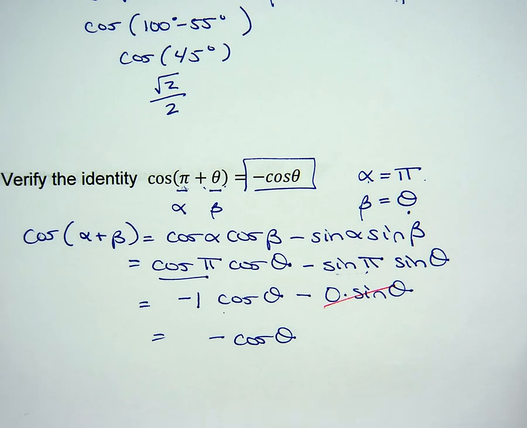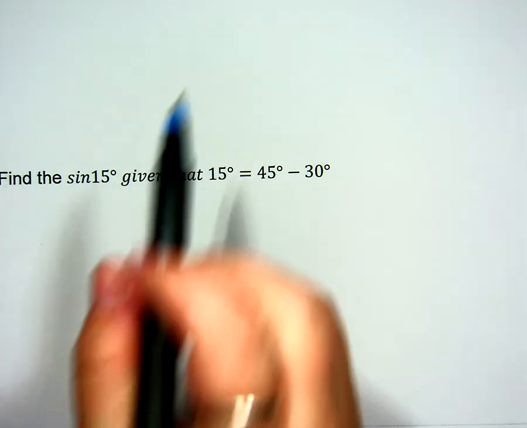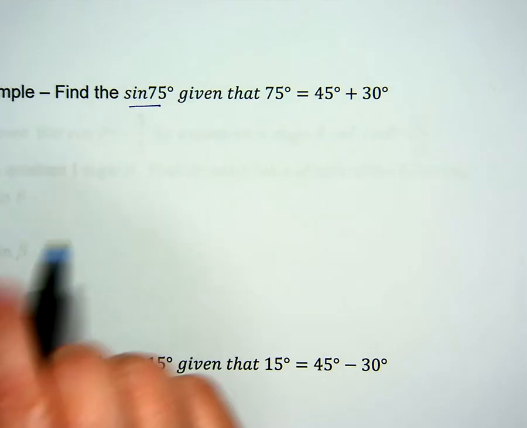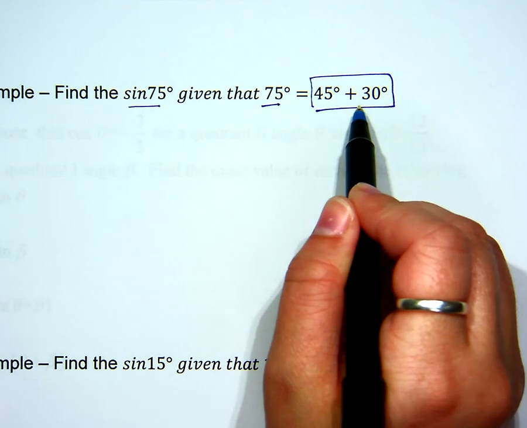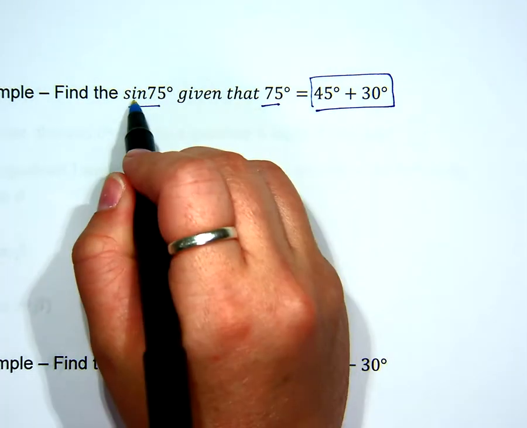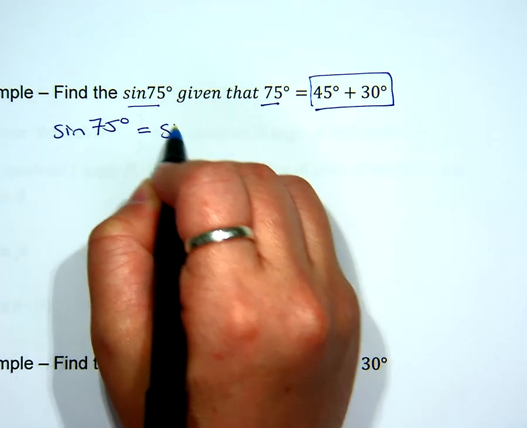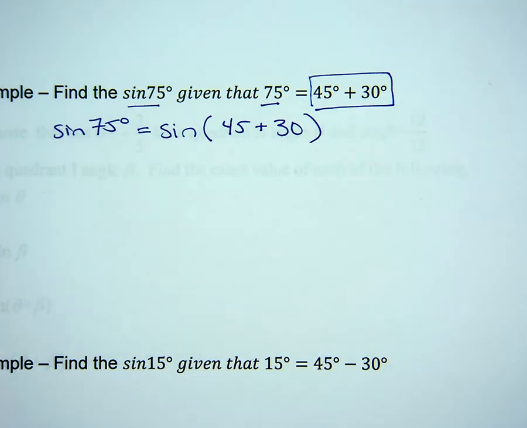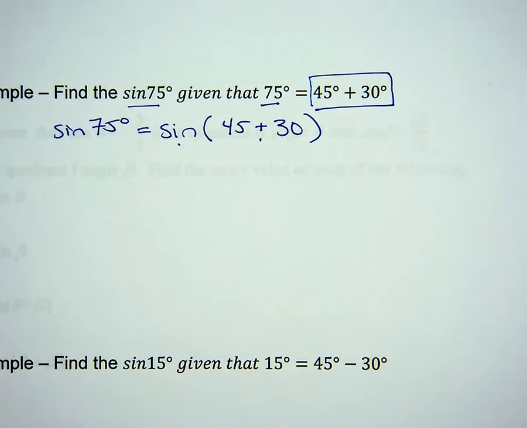Okay, let's look at a couple more. 75. Now this one is telling you to find sine of 75 degrees using the fact that 75 is 45 plus 30. That means I have sine of 75 is sine of 45 plus 30. Well, that means I have sine with a plus. Sine with a plus, go back to your equations.